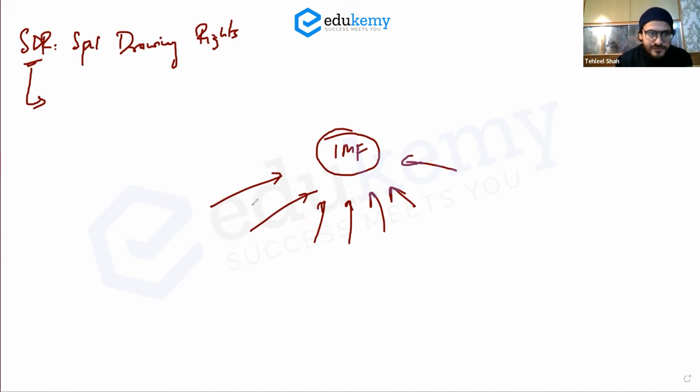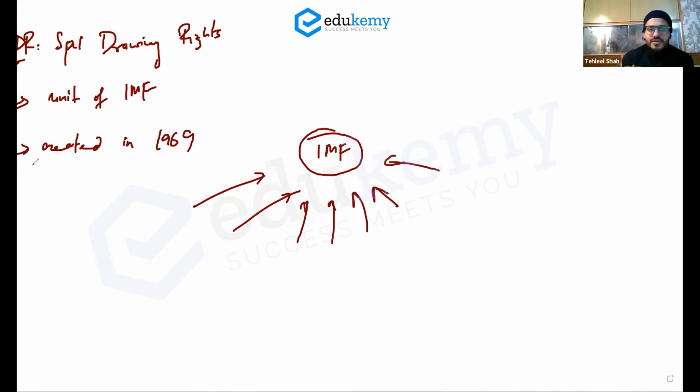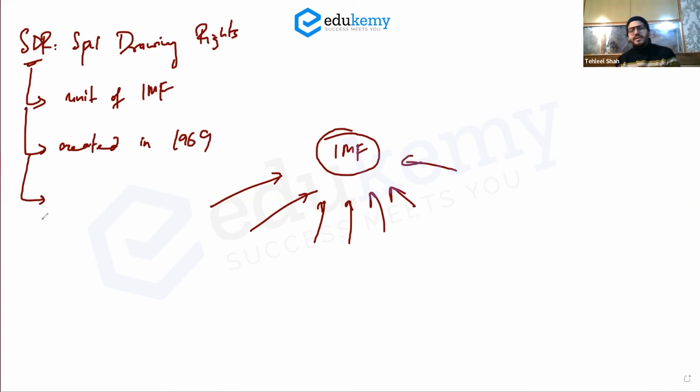of IMF. It is a unit of IMF. तो ये यूनिट कब क्रिएट किया गया? It was created by IMF in 1969. और उस वक्त this unit, when it was created, one SDR used to be equal to $1. एक SDR किसके बराबर हुआ करता था उन दिनों? $1 के बराबर.